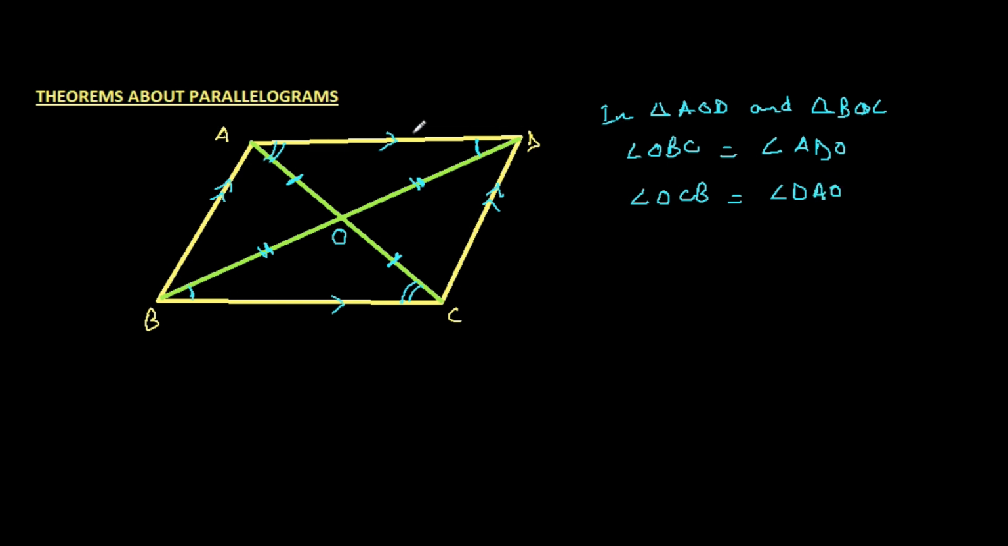Well, if you see part 1 of the theorem, you know that opposite sides in a parallelogram are also equal to each other. So we can say that AD is equal to BC. So let's write that also, AD is equal to BC. Now what do we have here? Let's see. So OBC, this is an angle that we have. OCB, that again is an angle, and AD is equal to BC, that is a side.